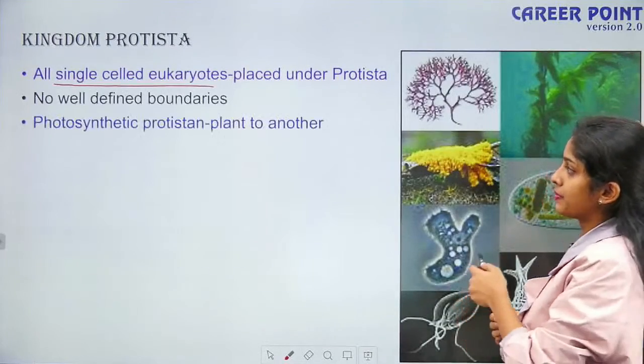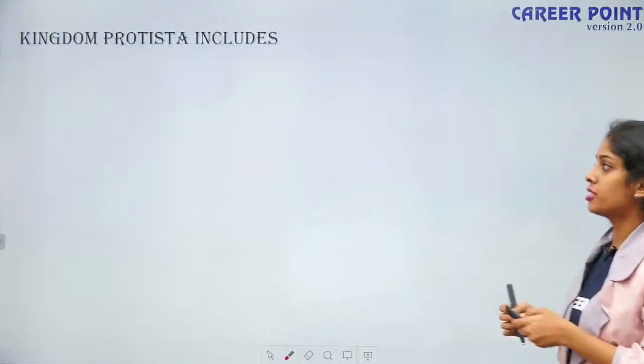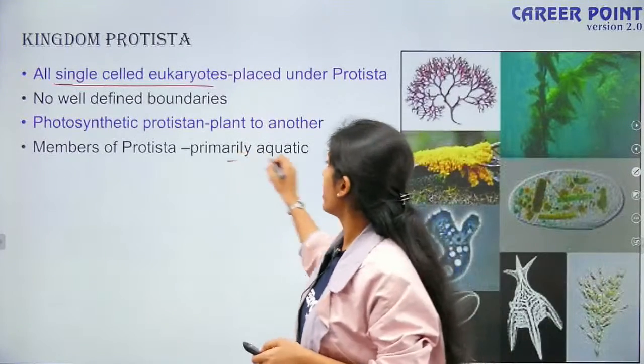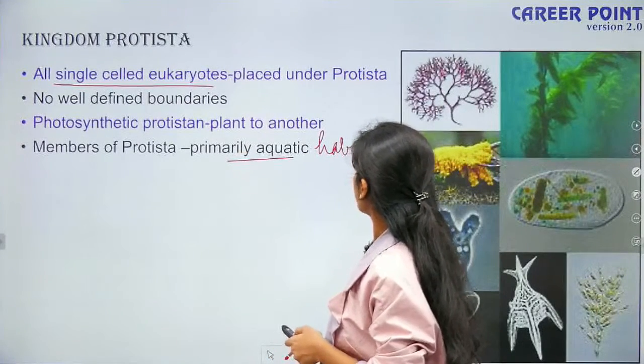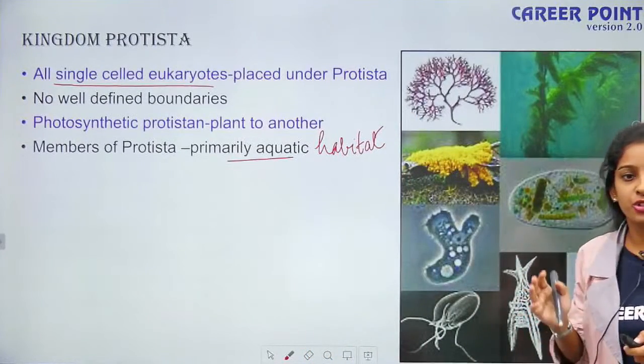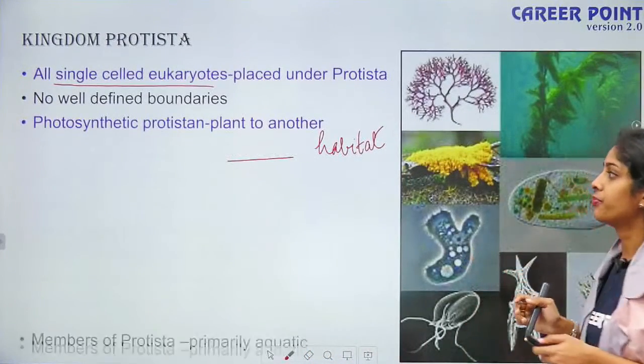So the next point. The members of Protista are primarily aquatic. So this is their habitat. So remember, they are mostly aquatic. Fine. So this is your general introduction to your kingdom Protista.